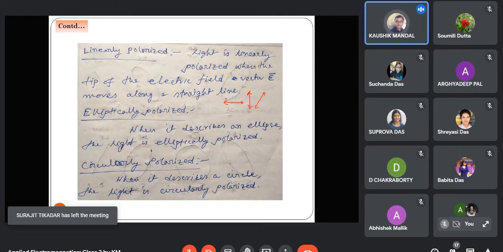So in case of linear polarization, the tip of the electric field vector will always describe a straight line. Okay. So you remember this particular point. Linear polarization means the tip of the electric field vector will always describe a straight line. If it is along horizontal line, horizontal plane, or if it is parallel with the horizontal plane, it will be the case of horizontal polarization. If it is parallel with the vertical plane, it will be the case of vertical polarization. And if there is some tilt angle, then it will be the case of slant polarization or diagonal polarization.